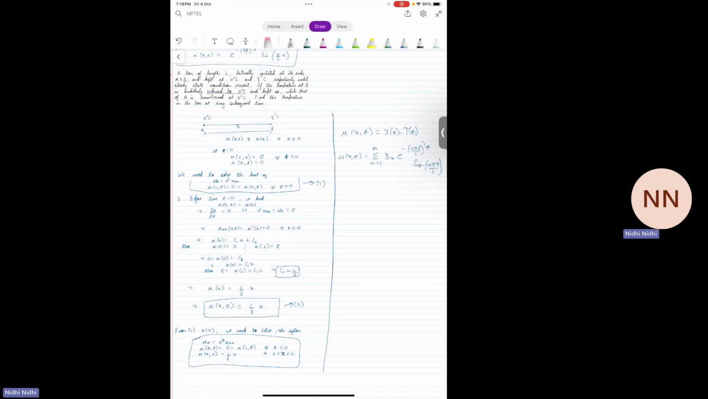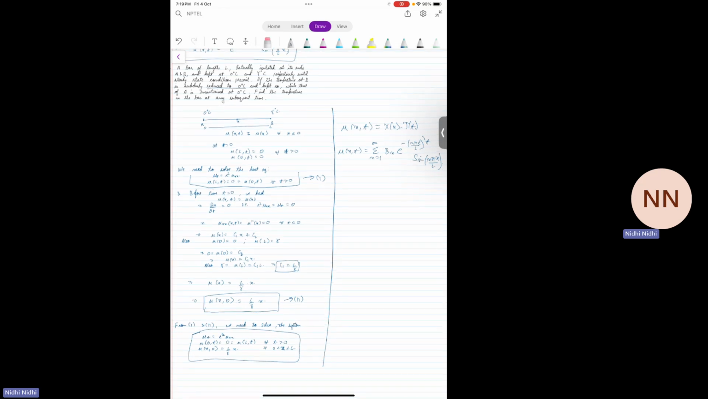So I'll just wait for 5 to 10 minutes so that you can get up till here. After that, we'll be using the initial condition to find these coefficients b_n.